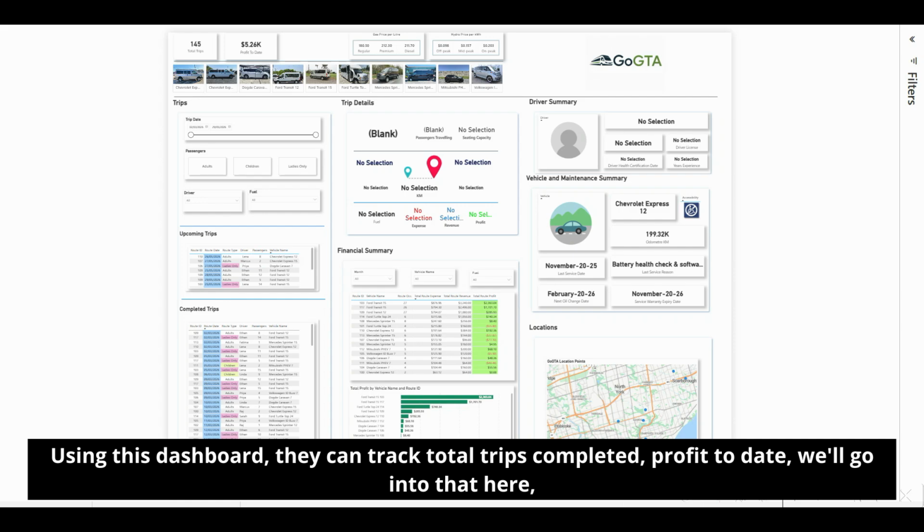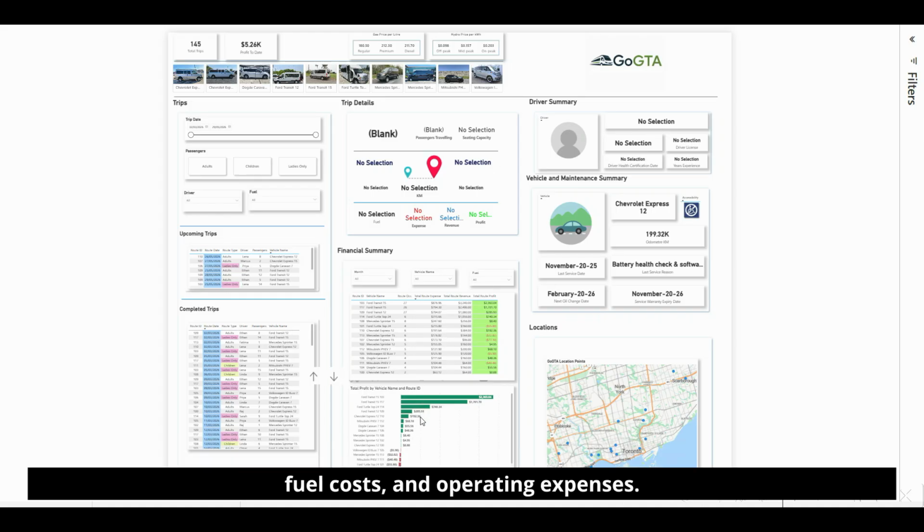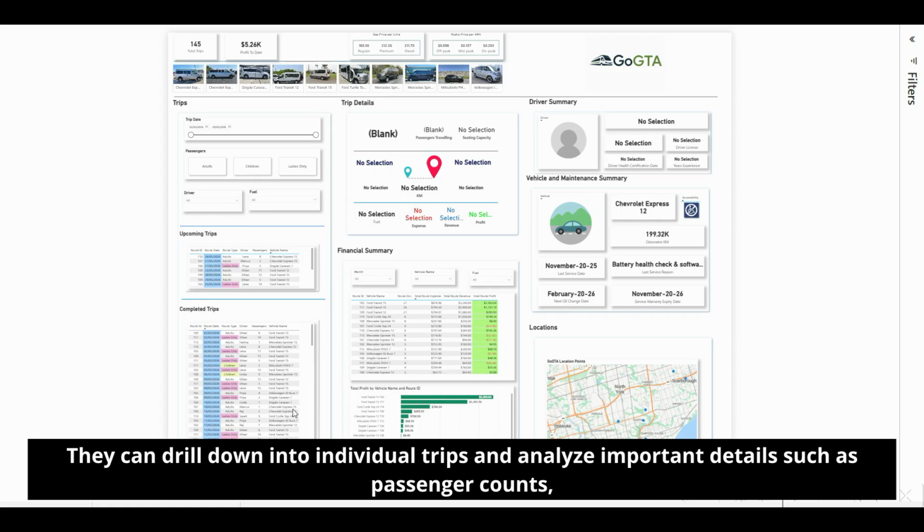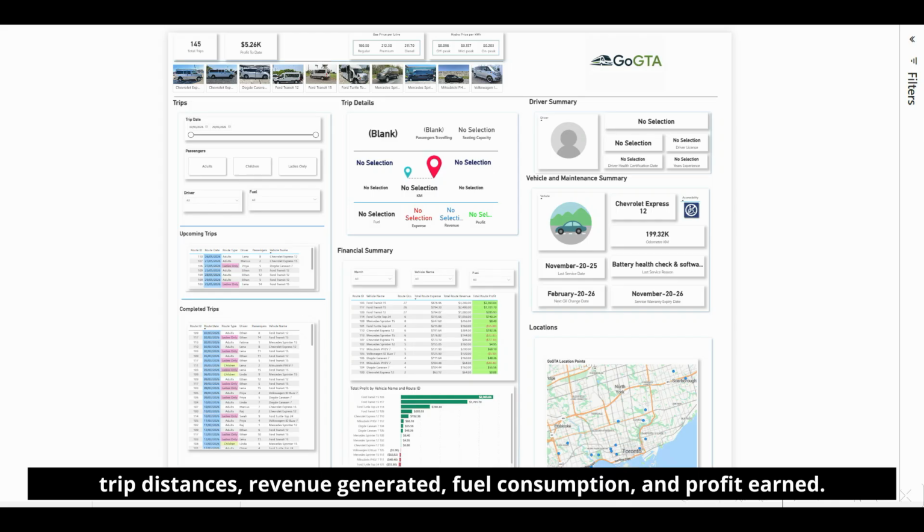Using this dashboard, they can track total trips completed, profit to date, we'll go into that here, fuel costs, and operating expenses. They can drill down into individual trips and analyze important details such as passenger counts, trip distances, revenue generated, fuel consumption, and profit earned.